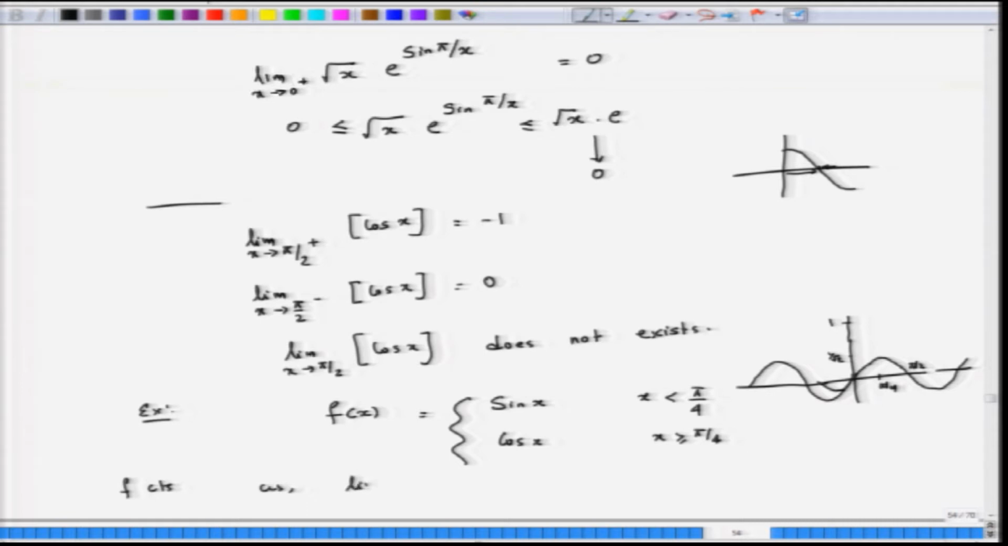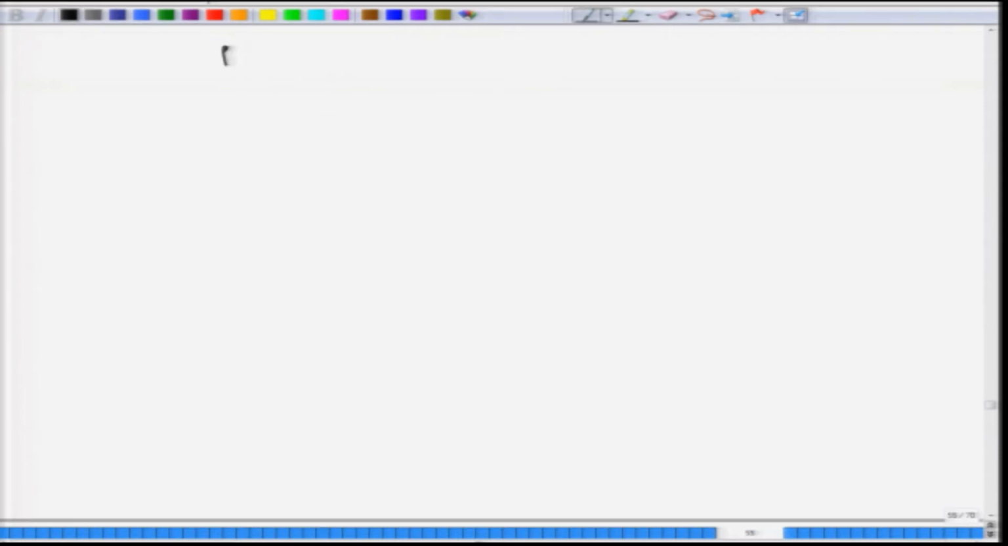So, the limit as x goes to pi by 4 of f of x is equal to, if I am going from the left hand side, sin pi by 4, which is 1 by root 2, which is also equal to the limit as x goes to pi by 4 plus of f of x, because that is going to be cos x and that is also 1 by root 2. And therefore, the limit exists and is equal to 1 by root 2, and it is given that at pi by 4 it is taking the value 1 over root 2. So, this is a continuous function.